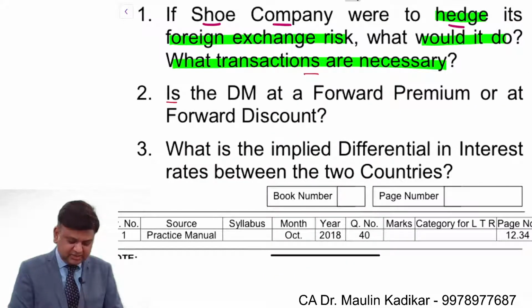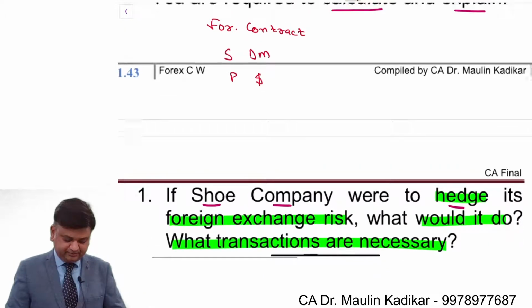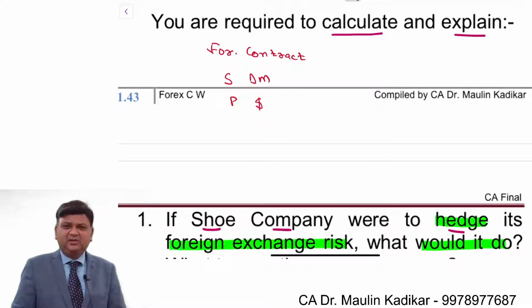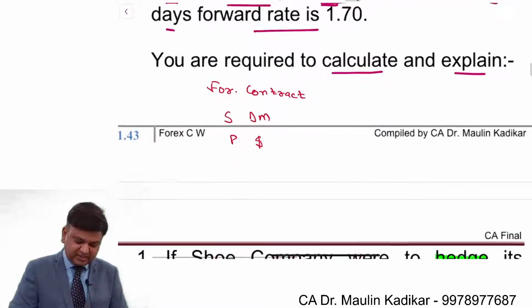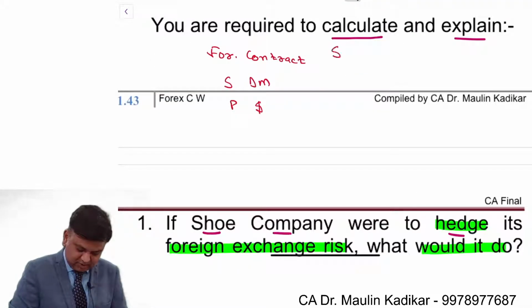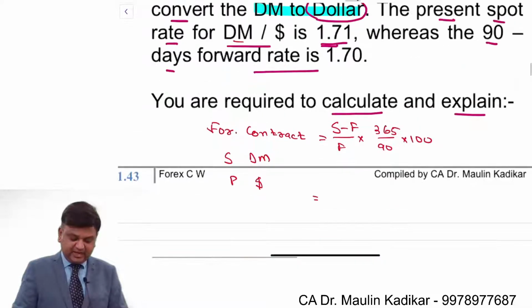Second question: is Dutch mark at forward premium or at forward discount? Let us calculate the answer. Don't write anything, I am explaining to you. We understand that the Dutch mark is the left hand side currency. Spot minus forward upon forward into 365 divided by n into 100. This is the way the premium or discount can be calculated.